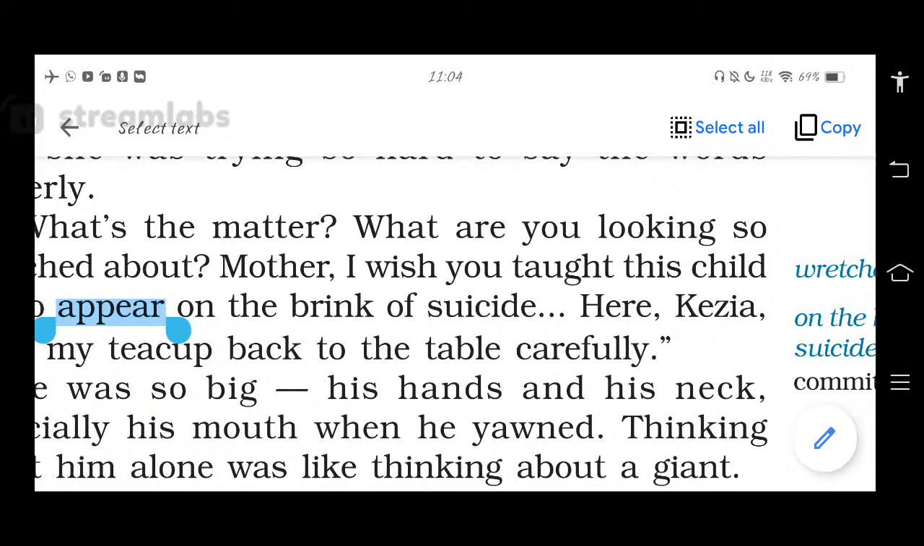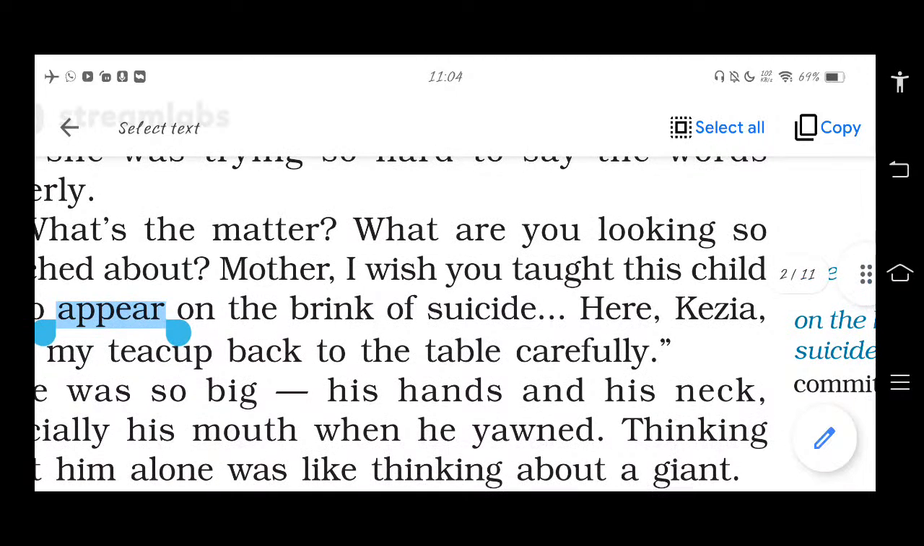So what is the idiom that is used in this passage part? Can anybody answer? What is the idiom that is used in this passage? Okay. Right. Okay, let's see one more thing.